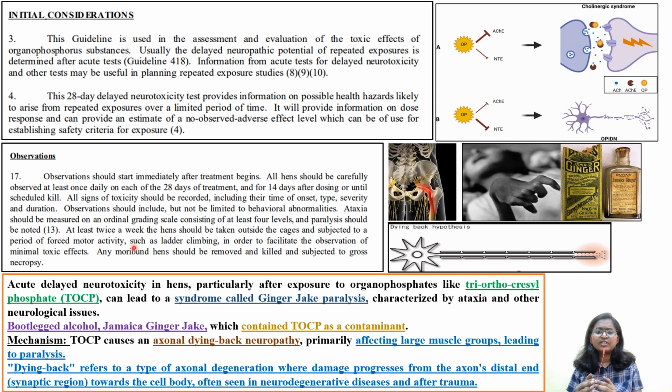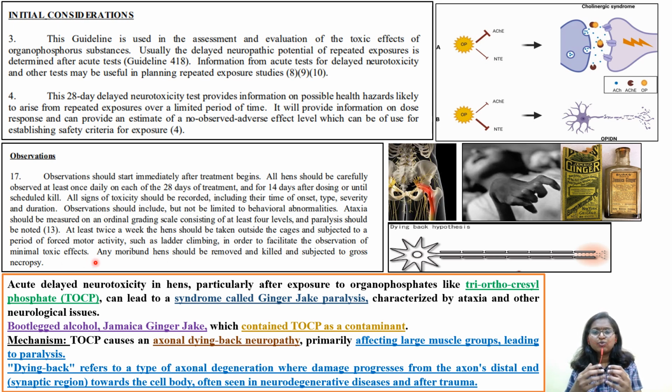For example, in the case of skin irritation or eye irritation, skin sensitization, a scoring system will be there. So similarly, probably in this case also there is a grading scale, an ordinal grading scale. So please go back and read in detail, because I have not worked on this particular type of test, so I am not much aware of it. Those people who are working in the area of pesticide registration or the pesticide industry will have much more awareness about it. At least four levels, we know the grading system is on 4 levels, and paralysis should be noted. At least twice a week the hen should be taken outside of the cage and subjected to a period of forced motor activity such as ladder climbing, in order to facilitate the observation of minimal toxic effects.